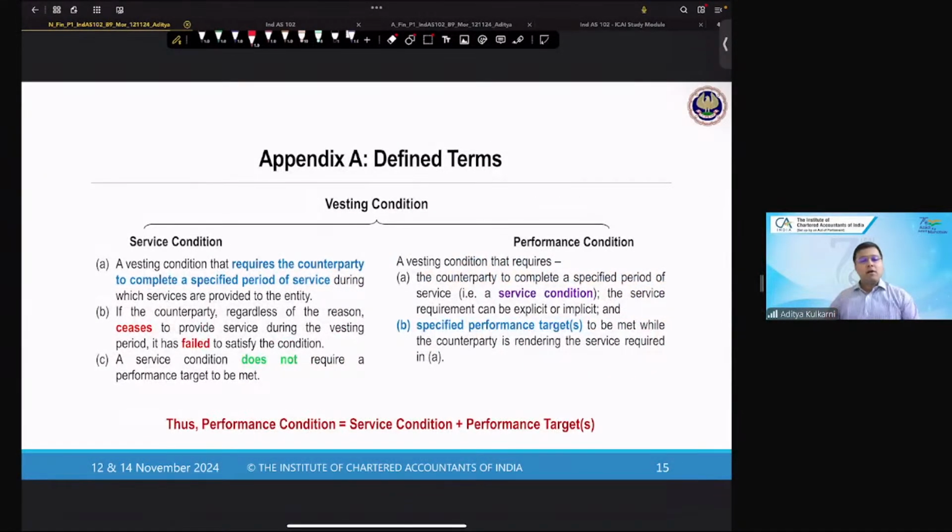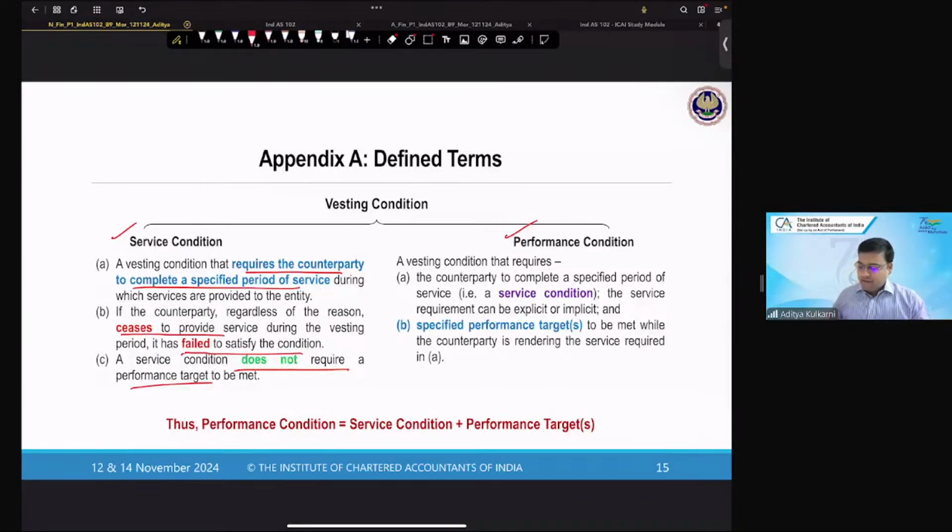So when I talk about vesting conditions, I have already given the explanation of service condition and performance condition. Service condition requires the counterparty to complete a specified period of service. If the counterparty ceases to provide the service for whatever reason, then it has failed to satisfy the condition. A service condition does not require a performance target to be met. Are we okay? So this is one.